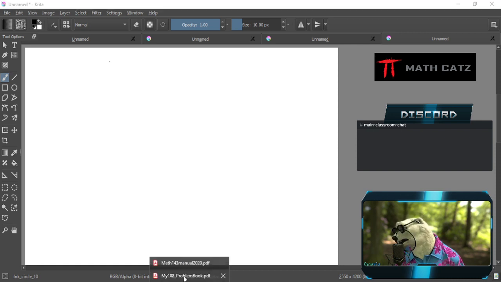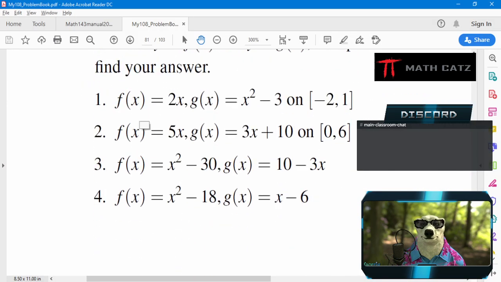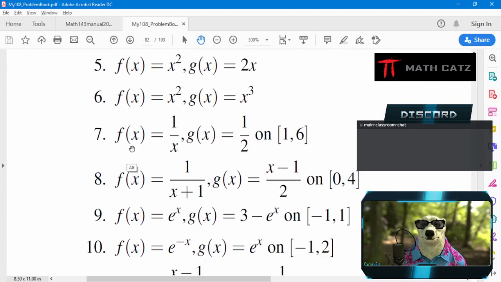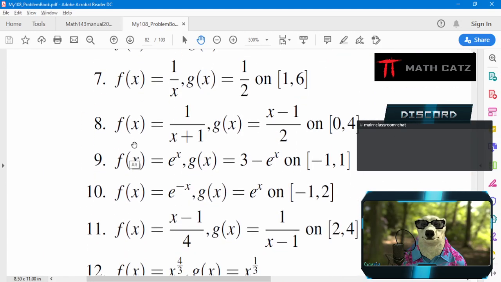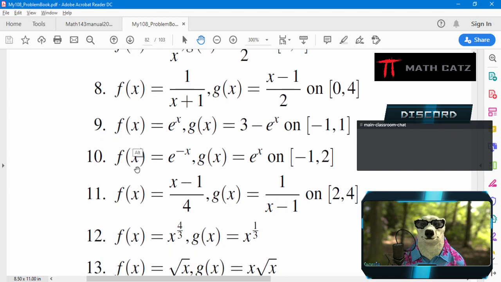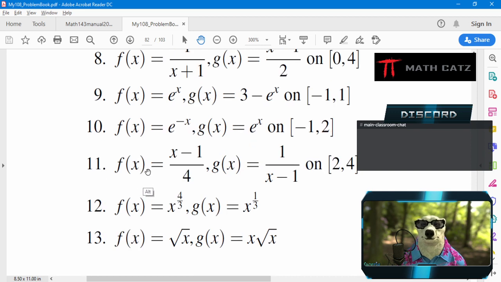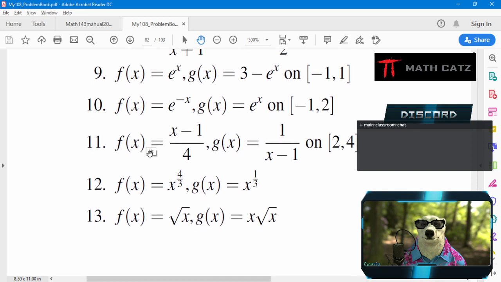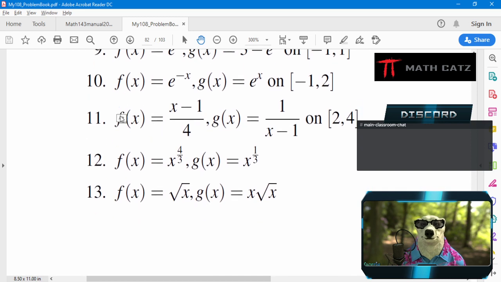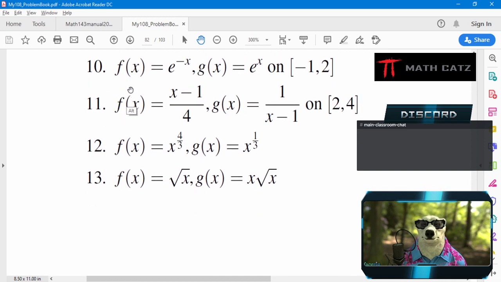Okay, let's see. Area between two graphs. Let's pick something that I do not want to graph. I don't want to spend time on it. I don't care at all. Let's pick number 10. I like number 10. It's nice. I know it's not super complicated, but it's different. e to the negative x, e to the x, negative 1 to 2.